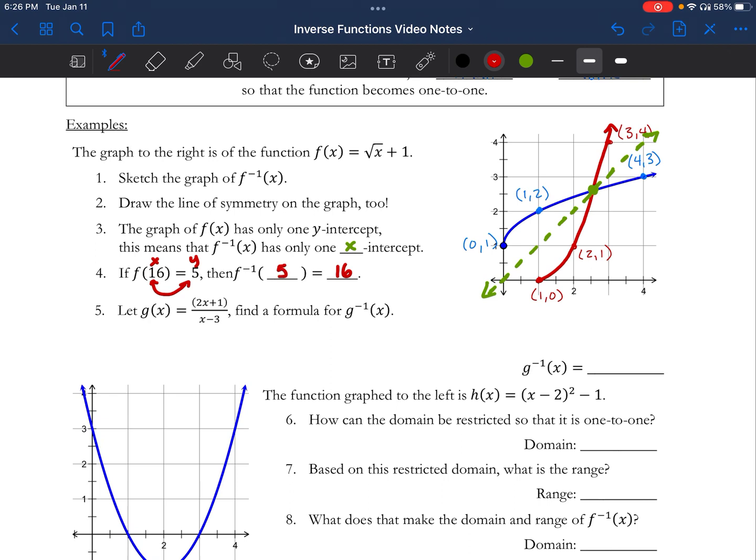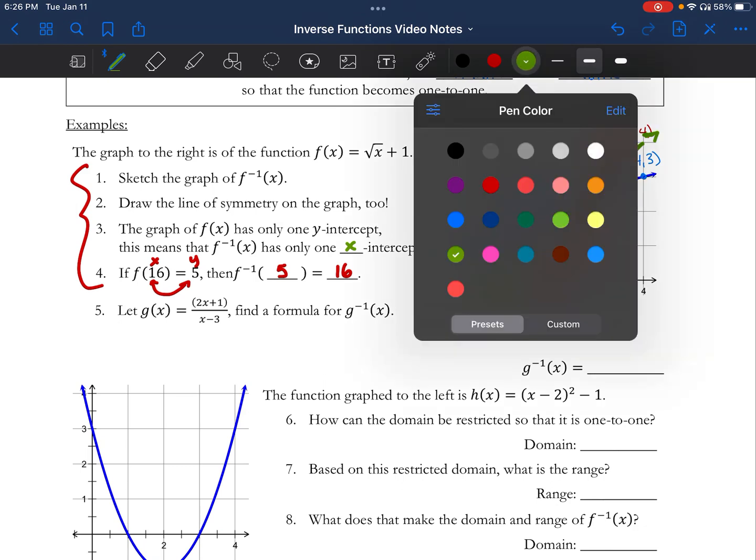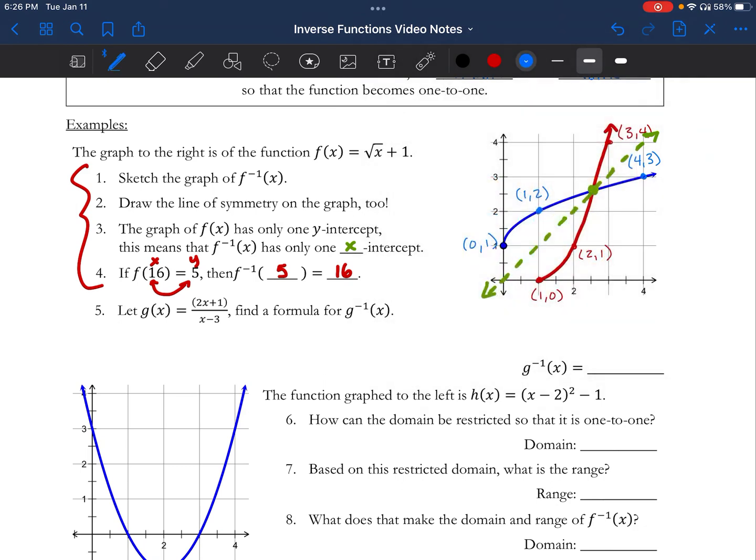A little bit of a different question on a separate note, because all these went together. Let g of x equal (2x plus 1) over (x minus 3), and it asks us to find a formula for g inverse. All right, the first and probably most important thing to talk about is that g of x is just another way of writing y.